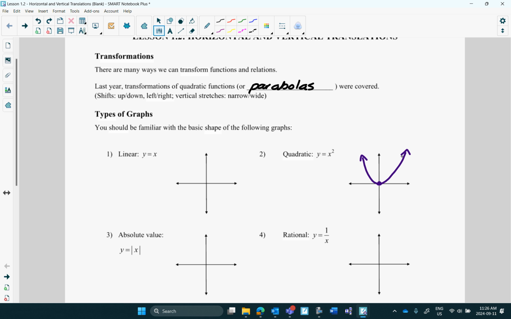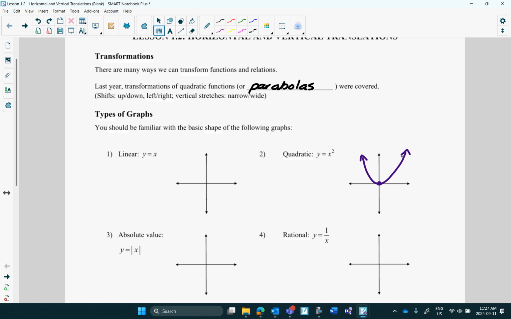What else did we do? Another type of transformation that we did, we flipped them. And we flipped them vertically. If they were up, we flipped them down if there was a negative in front of the x squared, right? This year, we're going to add horizontal flips. We did vertical flips. What happens if you flip it this way? But we'll get into that later.